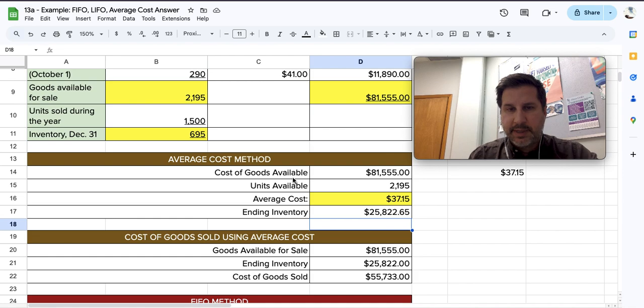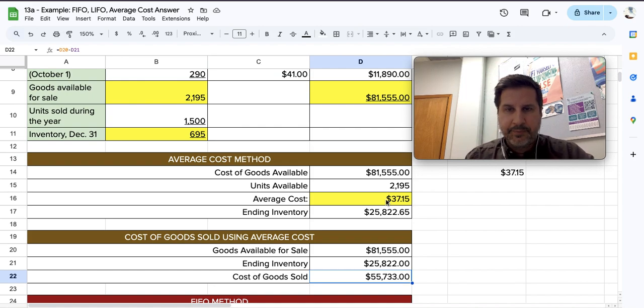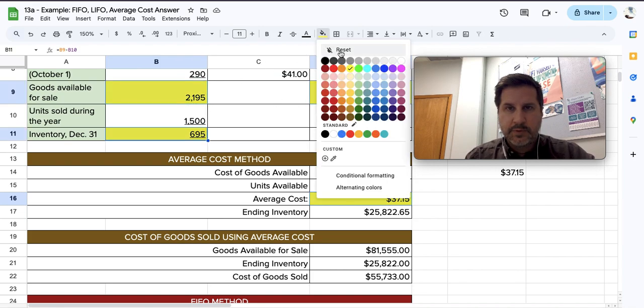That's an important number, because as we go down here, we had 81,555 in goods available for sale. We didn't sell 25,822. Therefore, our cost of goods sold is 55,733. So the 81,000 minus the 25,800 gives us the 55,733, and that is the cost of all of the goods that went out to our customers and that we sold. We would have marked those up for 200,000 or 250,000 and made a profit off of them, but to us it cost us 55,733. I'm just going to reset these numbers here so that we can go on to the next one.